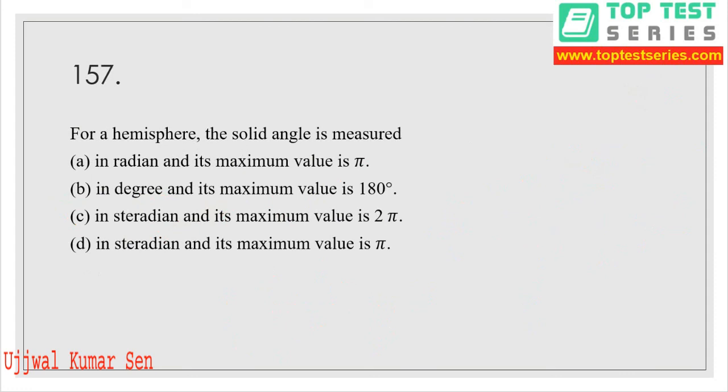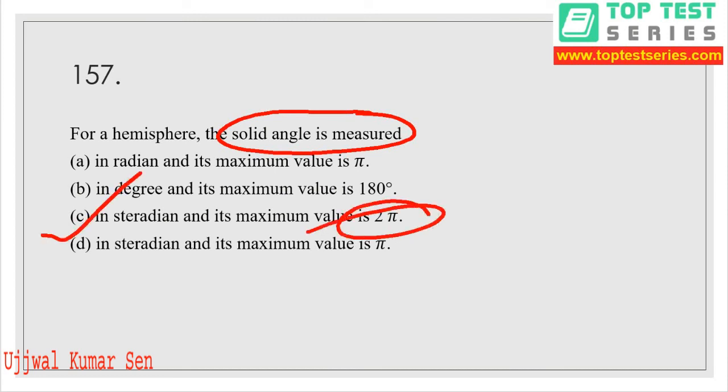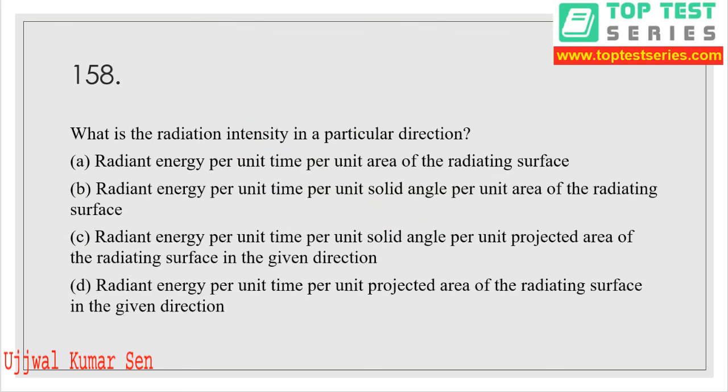Question number 157. For a hemisphere, the solid angle is measured in steradian and its maximum value is 2 pi. So my dear, let me tell you, for solid angle we measure by steradian, and the value for a hemisphere is 2 pi. So option C is the correct answer for this question.